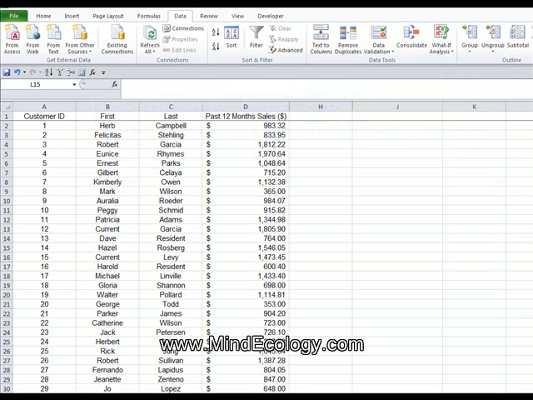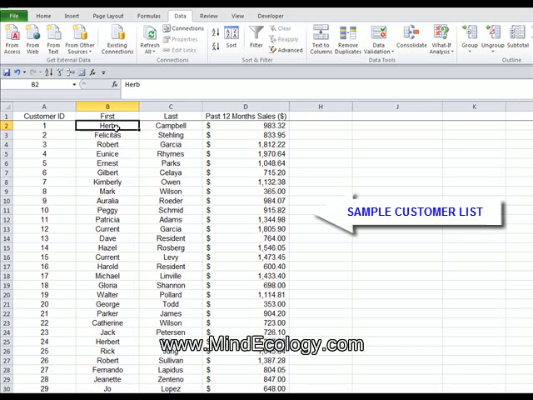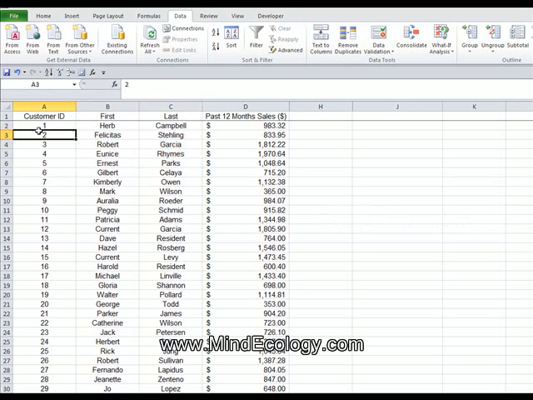So let's look at the data to understand how to do that. Here's a sample customer list. All of these names are fictitious, and we're looking right now at a customer ID, a first name, a last name, and 12 months sales revenue to this company that we're doing this work for. And we can look at a couple of different factors here in order to make sense out of this data and do something with it.